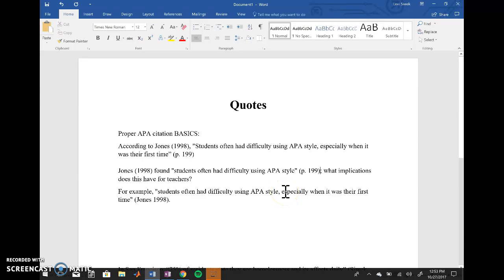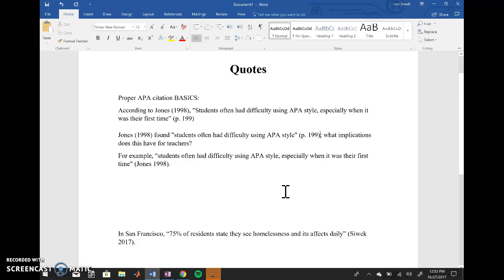Alright, so now I want to go into how to include quotes within your paper in a more natural setting that is not so cliche, talking about APA style. When you're in your body paragraphs and you use quotes, I have an example of what that may look like here. I'm just talking about a pretty general topic of homelessness in San Francisco.